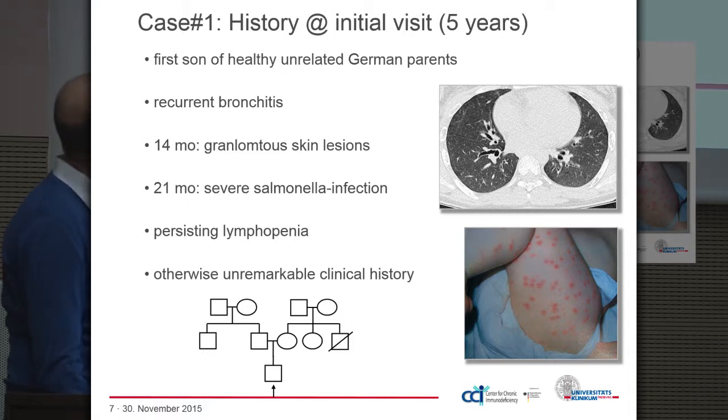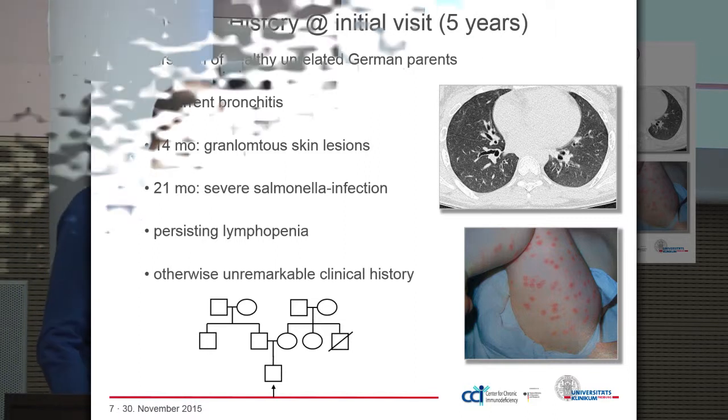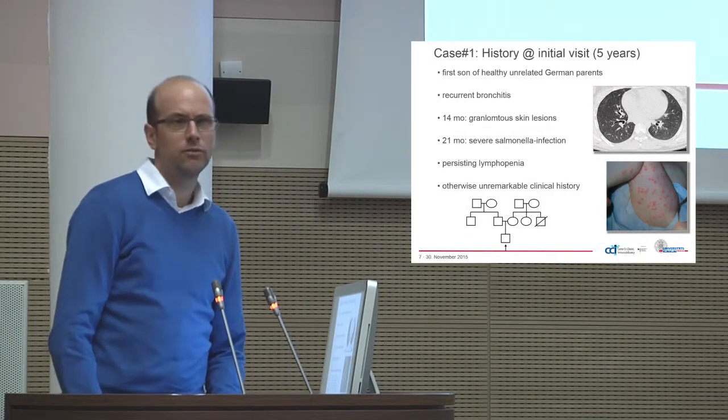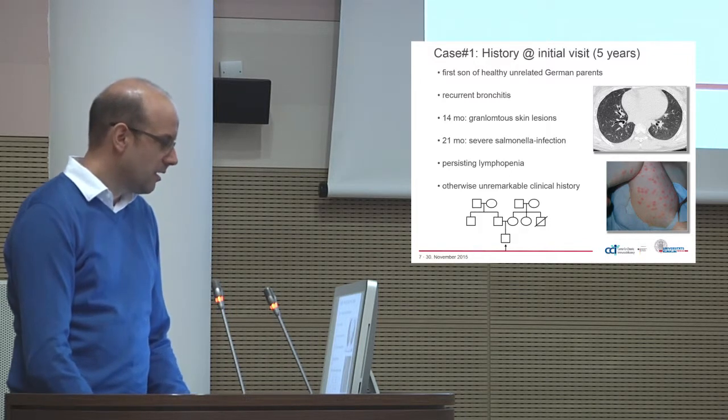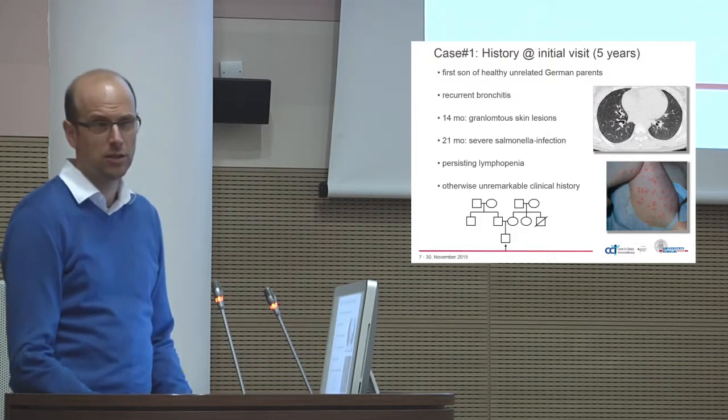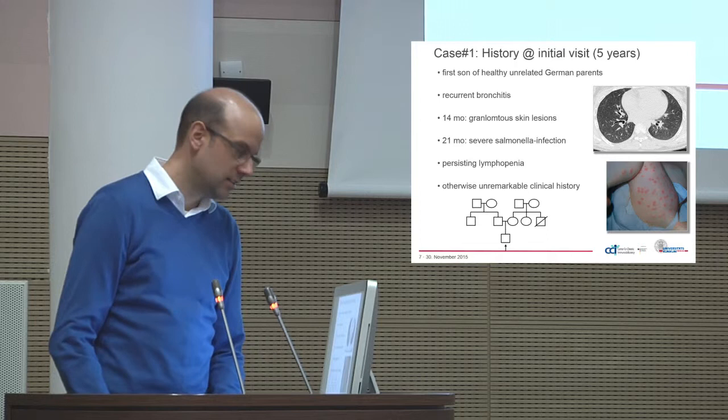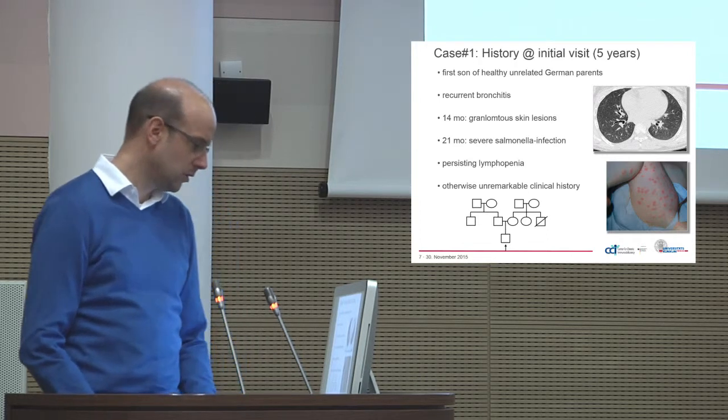He's the first son of healthy, unrelated German parents. He suffered from recurrent bronchitis. He had bronchiectasis. At 14 months, he had granulomatous skin lesions. Parents showed us these pictures. This was actually a self-limiting disease. The patient had no symptoms when we saw him.